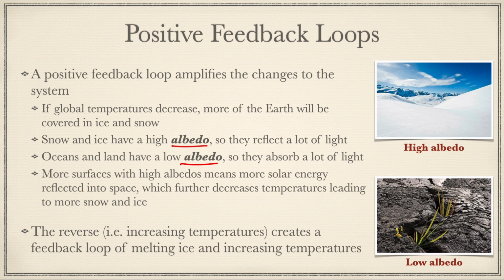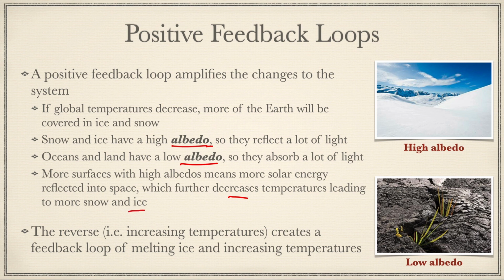So more surfaces with high albedos means more solar energy is reflected into space, which further decreases temperatures, leading to more snow and ice. That is a positive feedback loop. Increasing the amount of snow and ice increases the albedo, so more energy is reflected back to space, which lowers the temperature further, which creates more snow and ice.